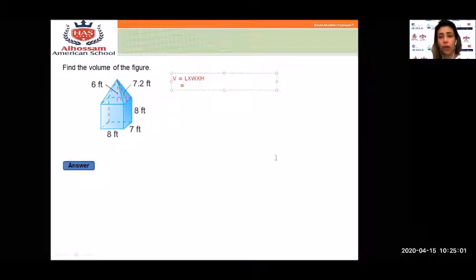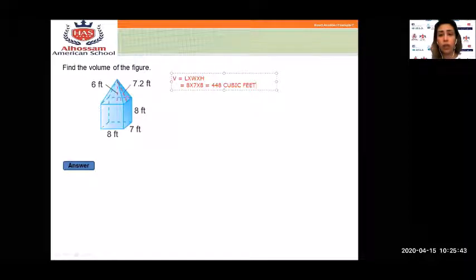Okay, Ahmed Khalid. Yes. Here we have a rectangular prism. Volume equals length by width by height. It will be the length 8 times 7 times 8. Yes, perfect. Equals, just a minute. 8 times 7 times 8 equals 448. 448 cubic feet. Yes. Okay. Perfect.